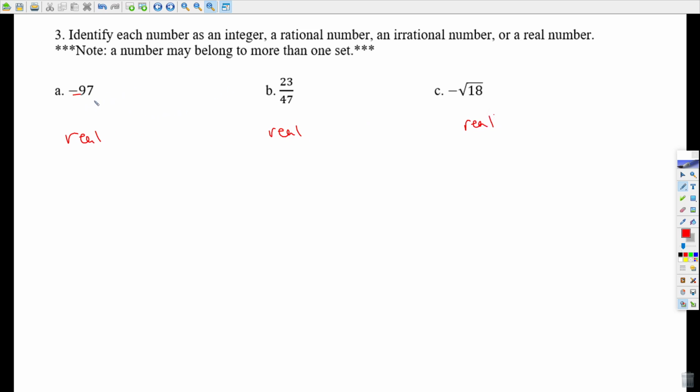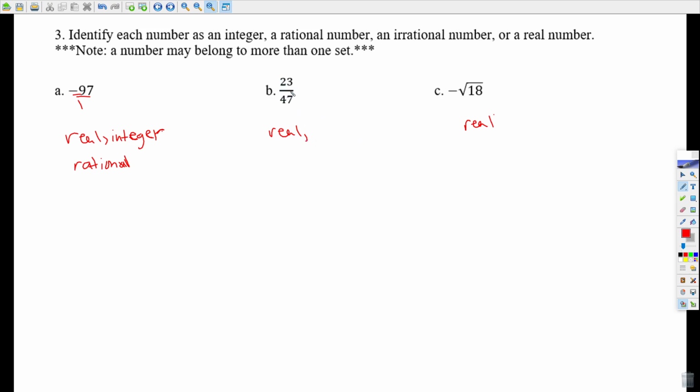-97, what does that fall under? Is it an integer? It is. If you need to go back and look at your chart, you can see. Integer. Is it a rational number? Can it be written as a fraction? Absolutely. So it's rational. Is it irrational? Well, no, that would mean it can't be written as a fraction. So that's it. B is real.